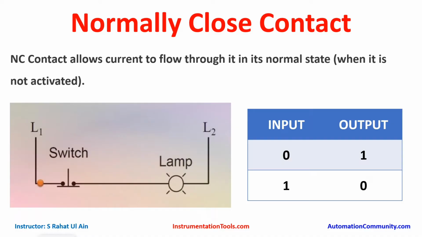Then normally closed contact. It allows current to flow through it in its normal state, that is, when it is not activated. As you can see in the diagram, the switch is in contact, so it allows current to flow through it. So when input is not activated, that is, when it is 0, the output will be 1. And when input is activated, that is, when input is 1, the output would be 0. So let's move to the EcoStruxure Machine Expert.